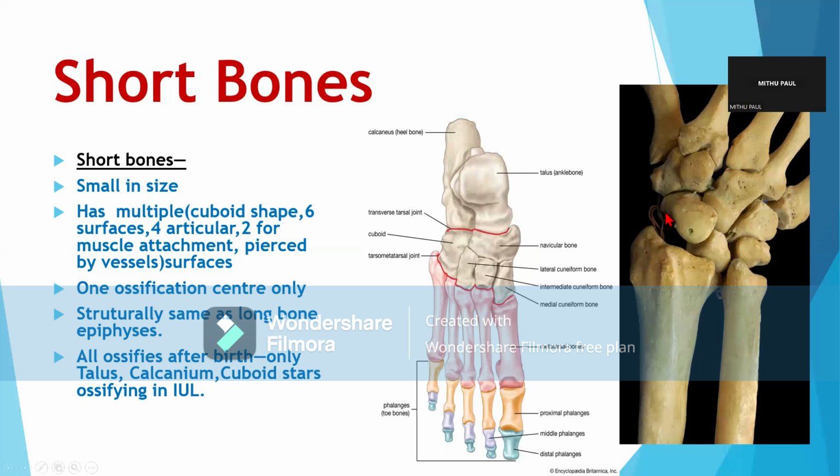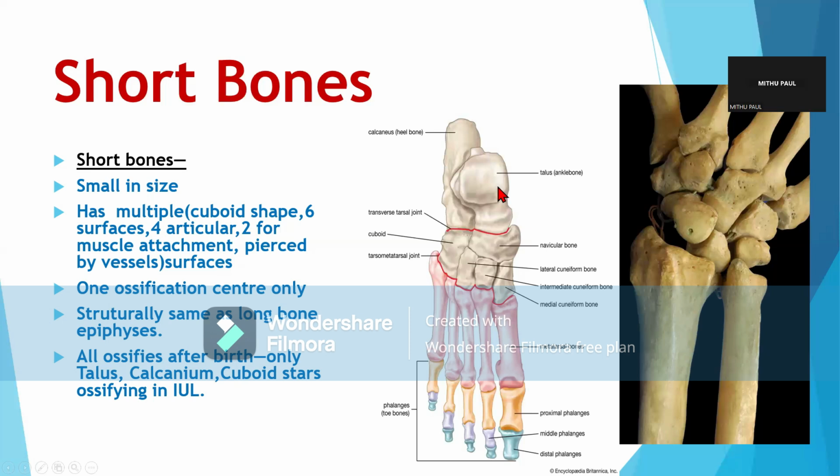And every one of them has a single epiphysis near its center. So it is basically a small model or small collection of hyaline cartilage inside which an ossification center appears and it ossifies. So its basic structure is like that of the epiphysis of any long bone, and structurally they are the same.